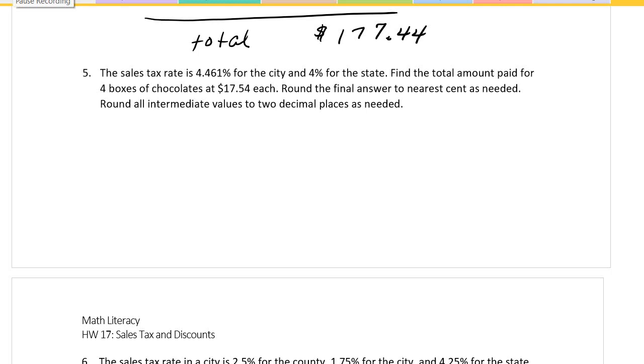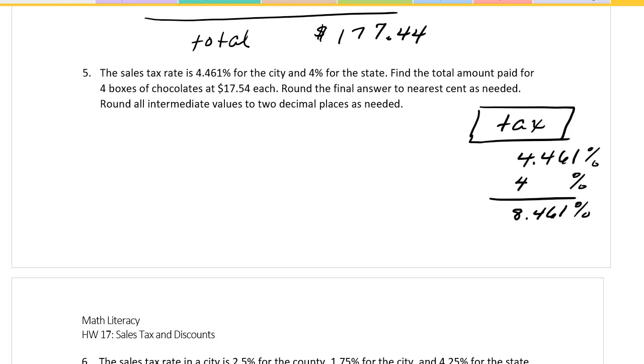There's more than one way to do this problem. If you're looking at a bill in real life, you would be seeing the sales tax rate for the city and the sales tax for the state separately, and we could do the problem that way. But we could also add those percentages together and get one number for the tax. And that's what I'm going to do. So the taxes added together is going to be 8.461%.